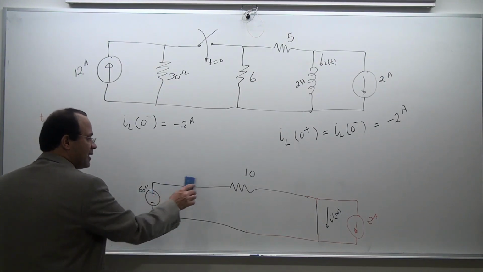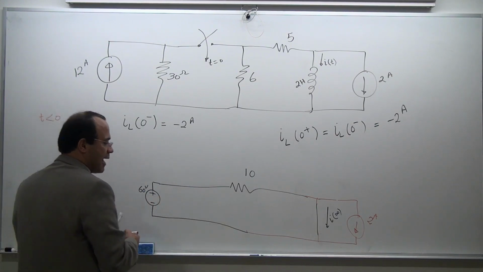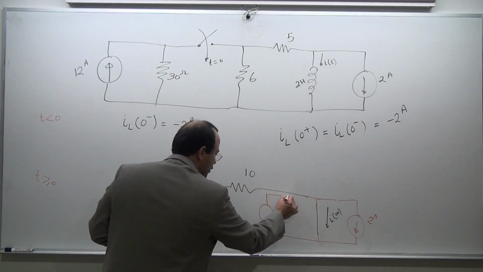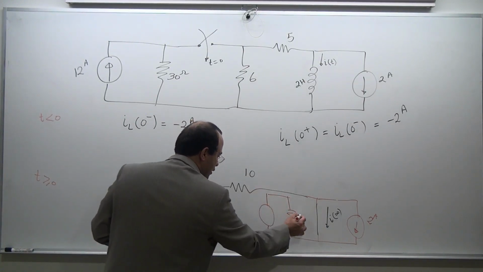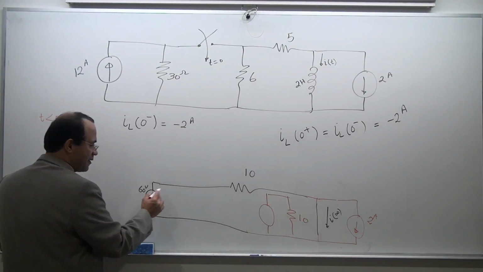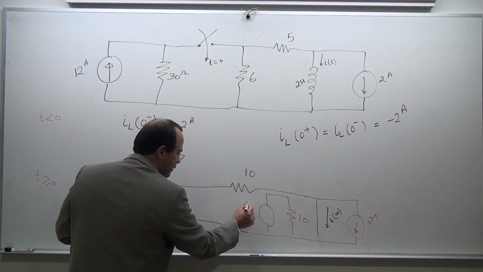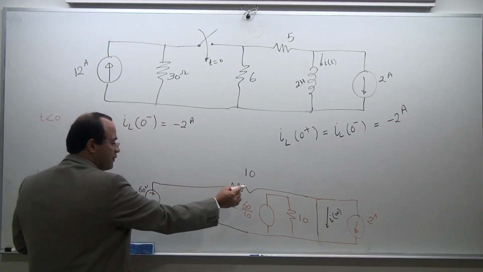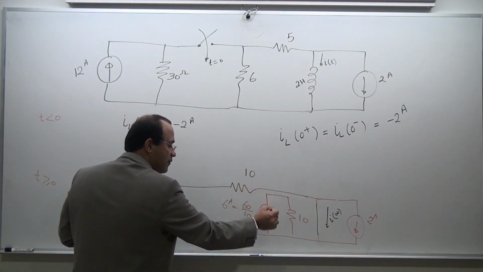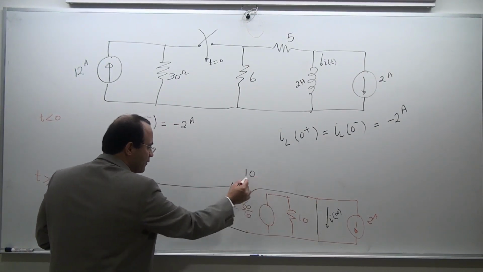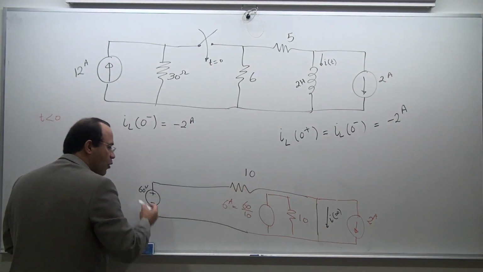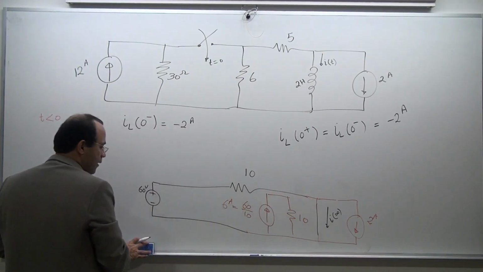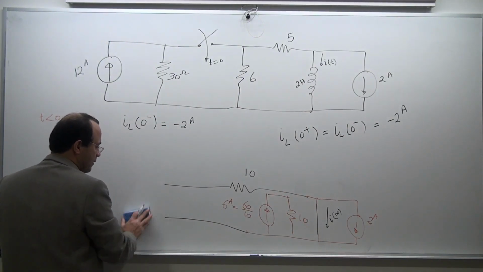So 60 and 10, I want to change that in terms of source transformation. It's going to be a current source and it's going to be a resistor. The value of resistor is going to be 10. 60 divided by 10, that's going to be 6. The direction, if I have a virtual short at the end of 10 ohm, I have the current to go this way, and then I have to have the current to go this way. So that's the direction as well.